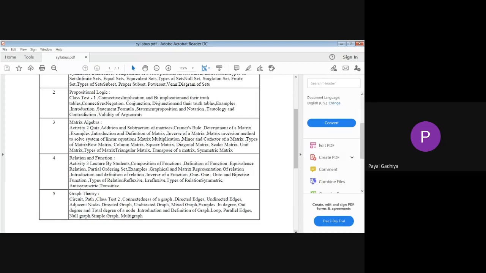Then the next is relation and function. Anybody know what is function? Okay, Angela, try to connect it again. Anybody know what is function?